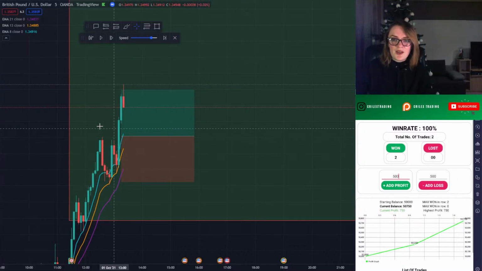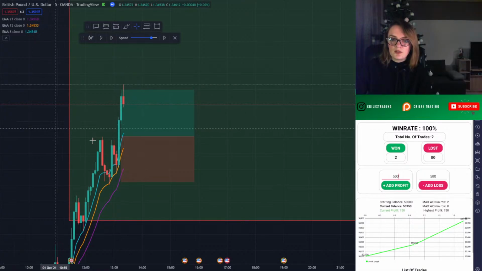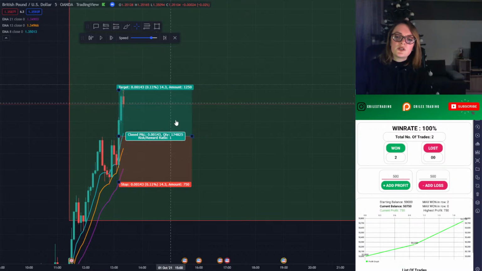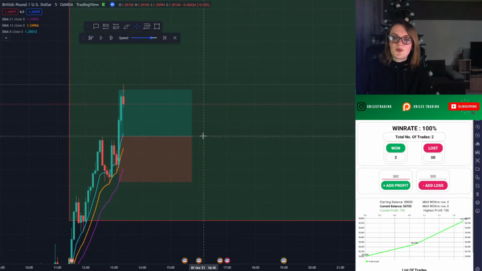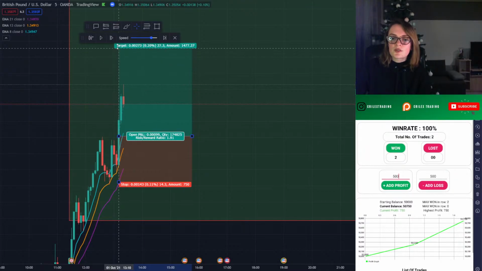Let's see what will happen next with this position. So the 1-to-1 target was hit, and now the second position has the stop loss at break-even, and for the second position we are targeting a 2-to-1 risk-reward ratio.